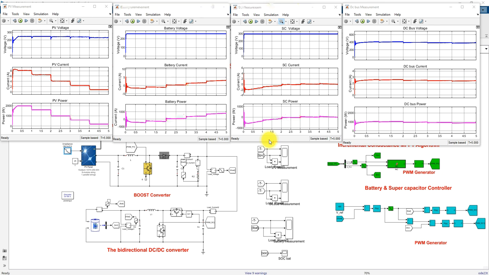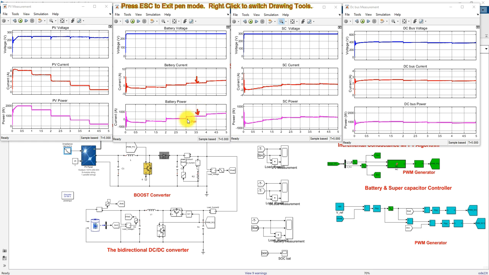Okay, so when you consider from 3 to 5 seconds, at the time of 3 seconds you can see that the power changes from 1000 to nearly 500. Now because of the reduction in power, the PV power is less than the load power. So that's why the battery is supplying some power. And then the battery current, you can see, comes to positive. So positive means the battery is in discharging mode.